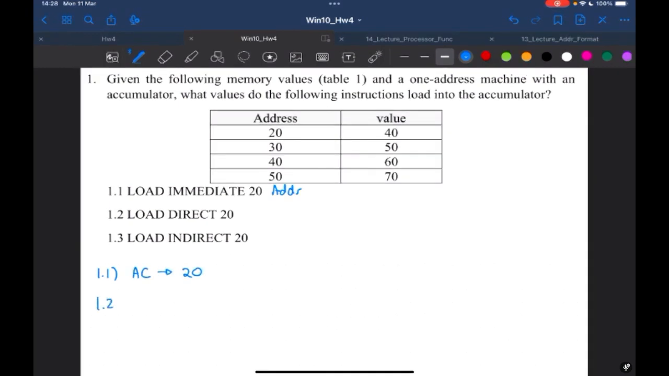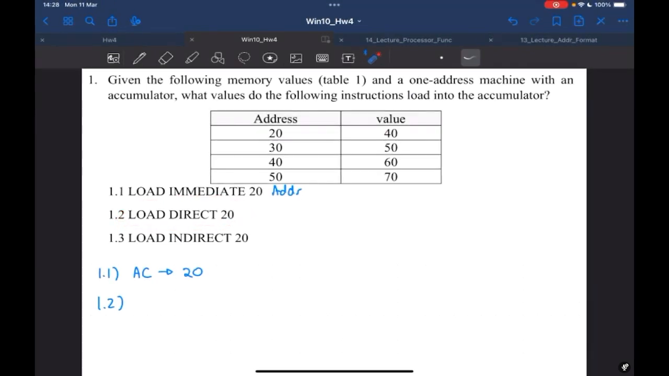And so the next question is load direct. Load direct takes the value, not the address, it takes the value of that place. So it takes the value of 20. So AC would have 40 here, right? So this is the value at address 20.